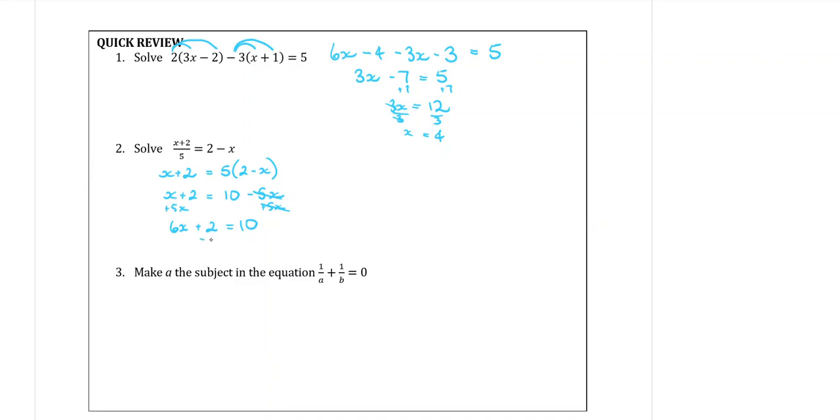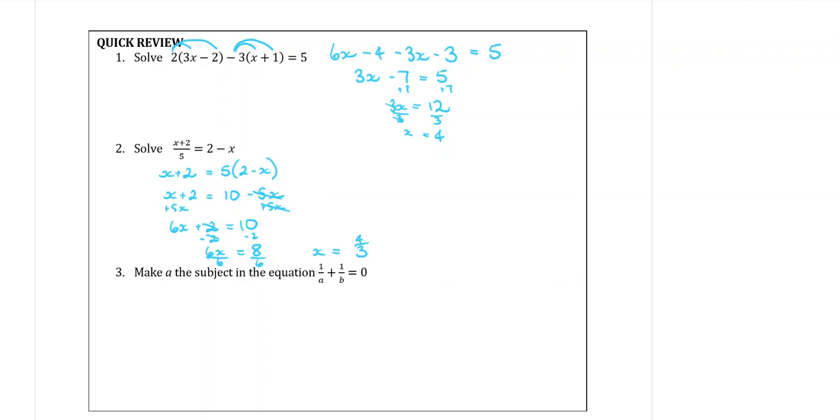Okay, then we're going to subtract 2. We get 6x equals 8. And then finally divide by 6. 8 divided by 6 is 4 over 3, or 1 1/3.